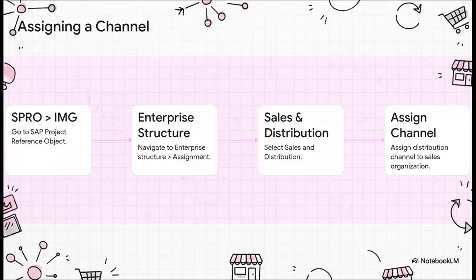And here, this is how you actually plug those pieces together in the system. Because see, it's not enough to just say they exist, you have to tell the system how they're connected. This path right here, for example, is how you tell SAP that a particular sales organization is going to use a specific channel, like retail stores, to sell its stuff.